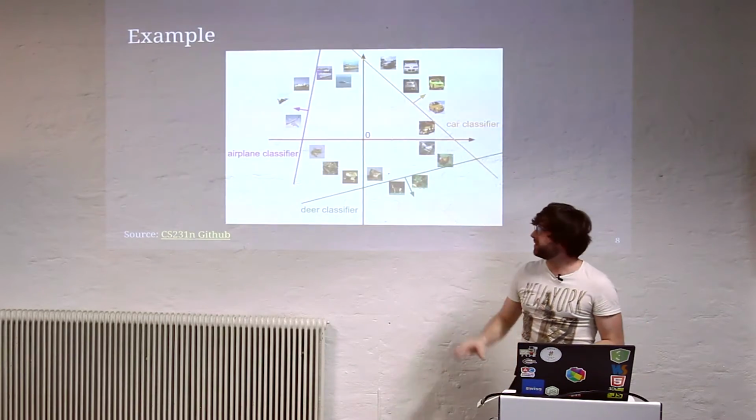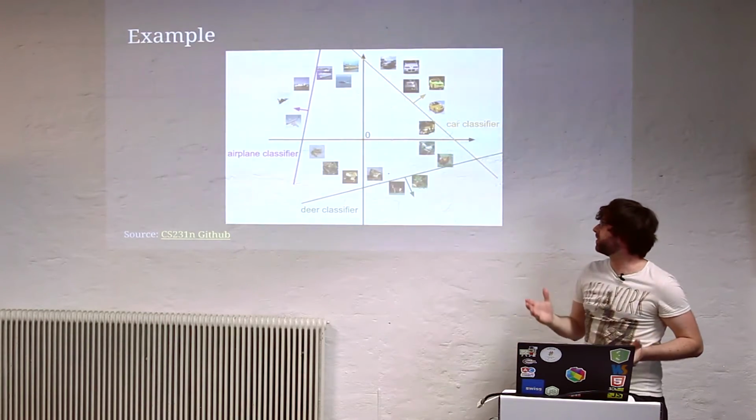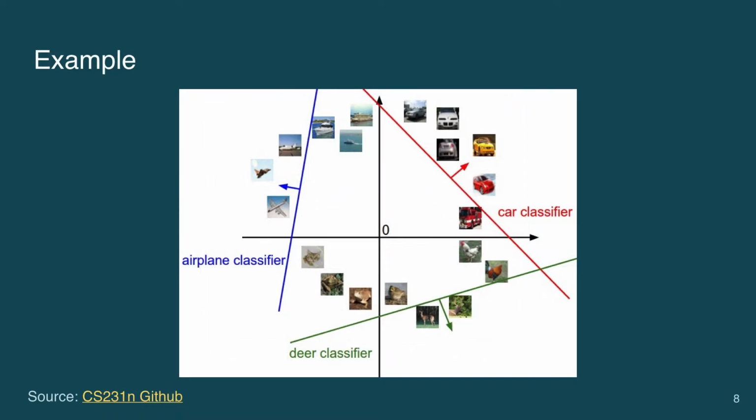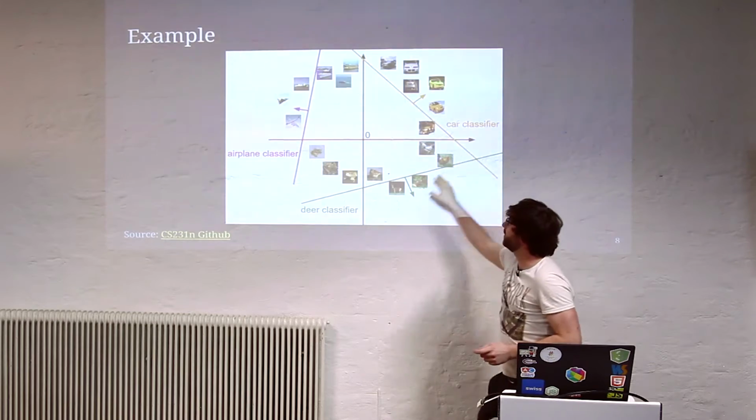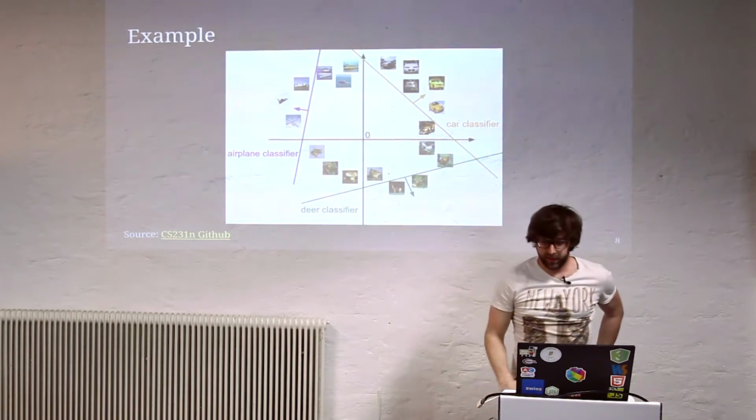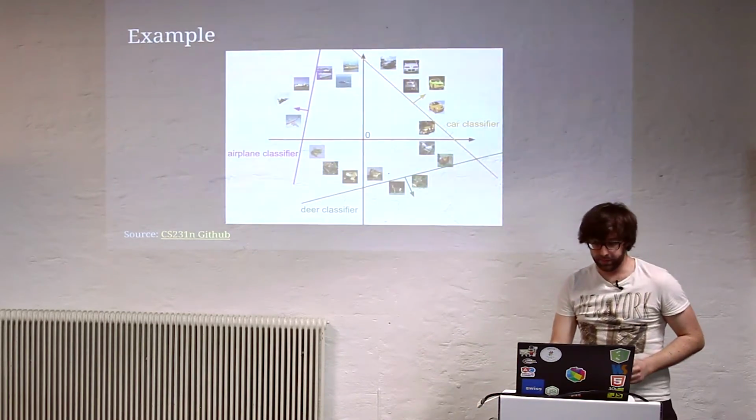So you can look at this classification task also as some sort of regression. You want to find a line that separates some images from the other images. So you want to find this line. This tells you that these are cars and the others are airplanes or something else. So that's the goal, actually.